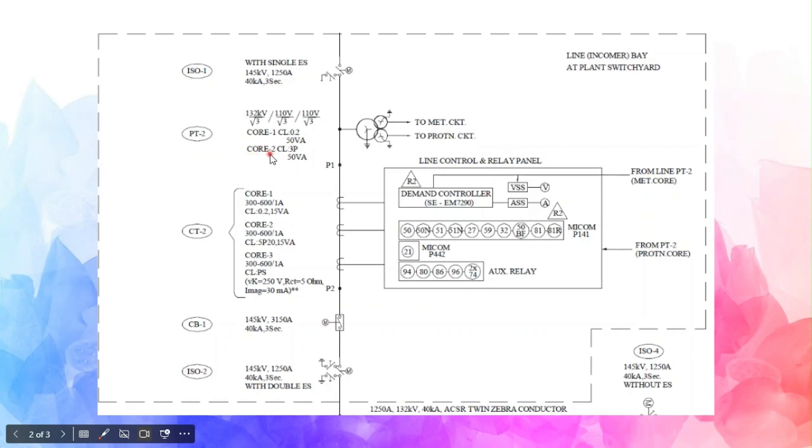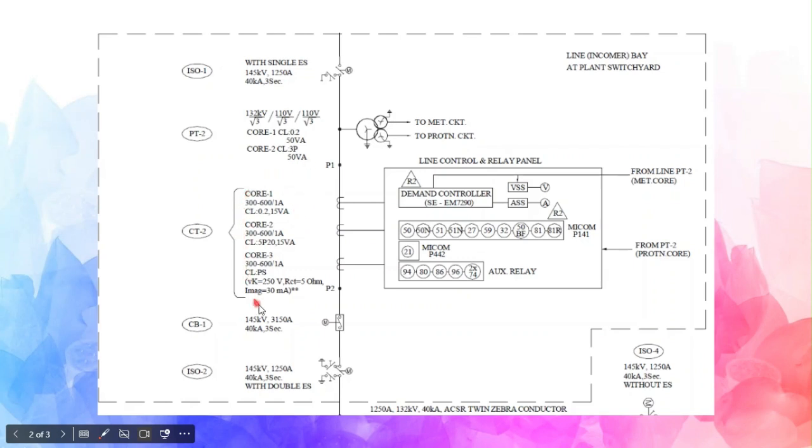And the core 2 is a protection core. This is how a protection core is defined: 3P. 3P means the error should not be more than 3%, even in the fault condition. And the VA is 50 VA, even for the core 2. VA, as I said, it means the energy consumed by that PT.